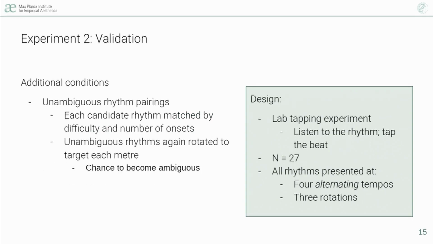In addition to the new conditions, we also chose 15 rhythms that we paired with these candidate rhythms, and we chose these to be as unambiguous as possible, and we matched them by how difficult they were and how many onsets they had. We again rotated these rhythms to target 3 possible meters, which has the implication that some of these may become ambiguous because we've chosen rotations that match specific meters. We'll come back to that.